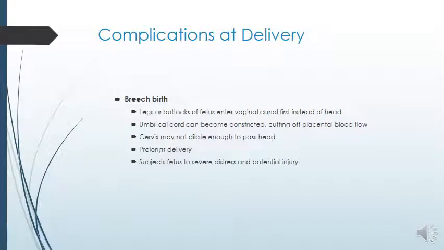In about 3 to 4% of deliveries, the legs or buttocks of the fetus enter the vaginal canal first. Such deliveries are referred to as breech births. Risks to the fetus are higher in breech births than in normal deliveries because the umbilical cord can become constricted and can cut off the placental blood flow.